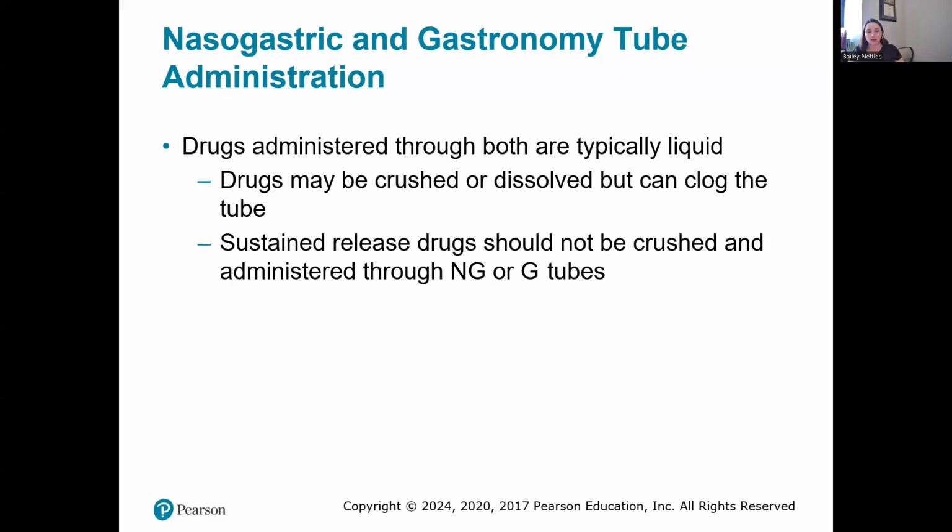If it's enteric coated, sustained release, delayed release, or extended release, we cannot crush them. If it's a capsule that says do not open, we can't use it. We have to find something else. We love a liquid that goes through it, because that means it's not going to get clogged, because it is still a tube. All right.